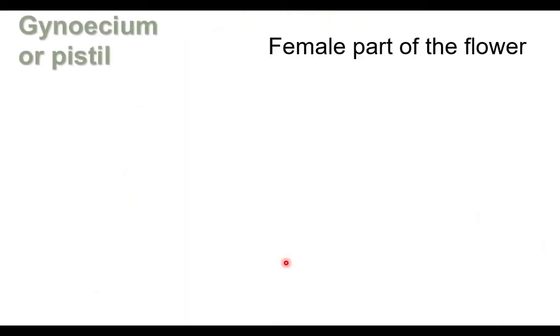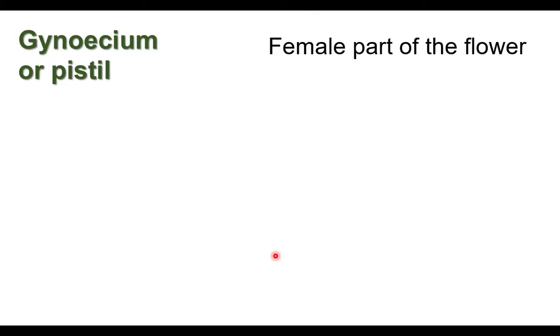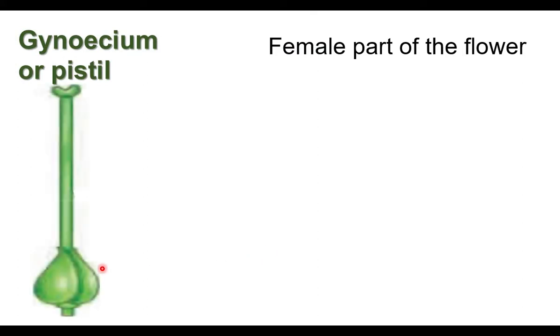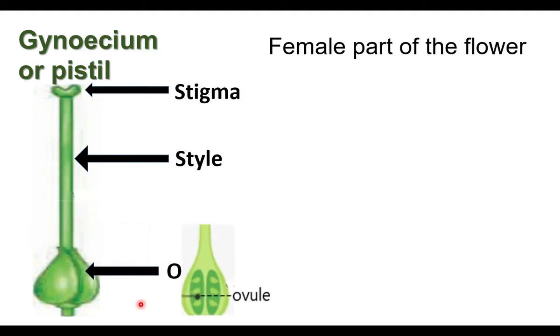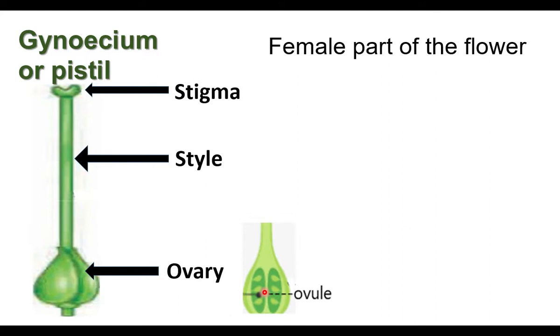Now let us see the female part of a flower, the gynoecium. The gynoecium is made up of three parts. The basal expanded part is called the ovary, and the slender middle part is called the style. At the top it has the stigma. Inside the ovary, ovules are present. If we cut and open the ovary, we can find ovules. The ovules develop into seeds.